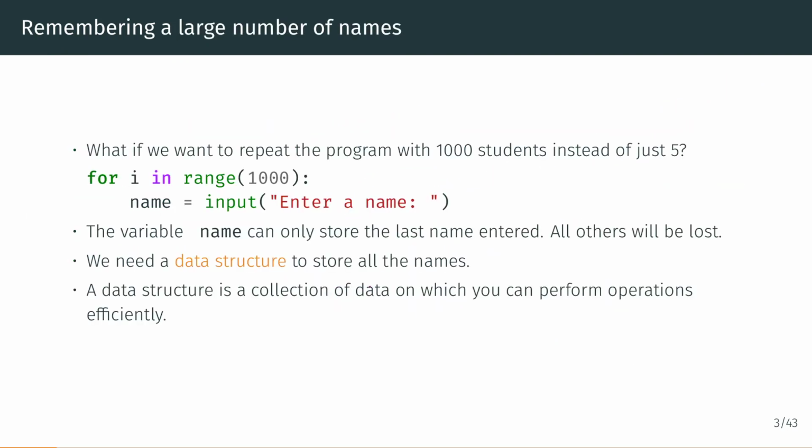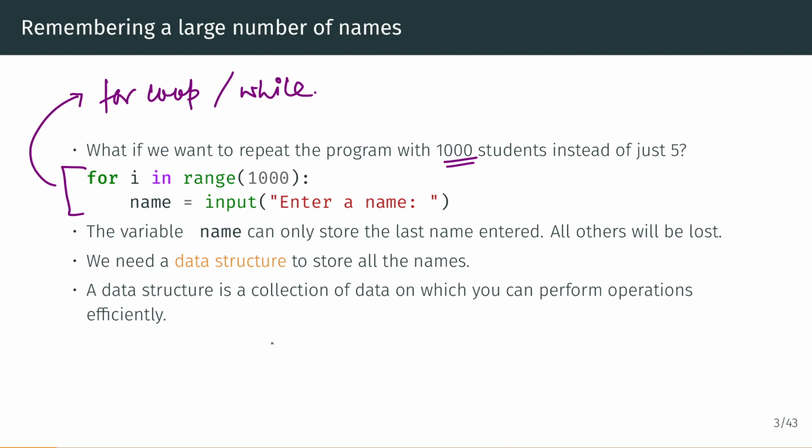Now we know that if we have a large number of things that we have to repeat again and again, we use a for loop. That's what we have learned so far: a for loop, or even a while loop, a loop in general. That's what we would use.